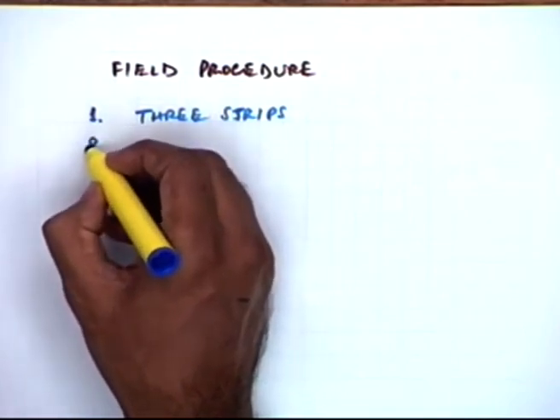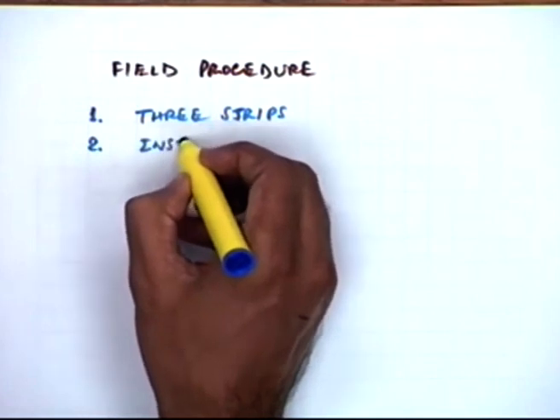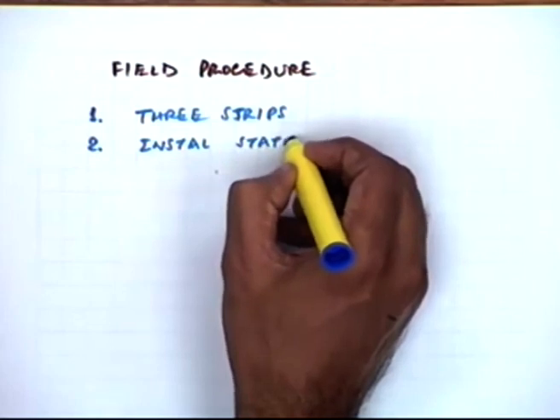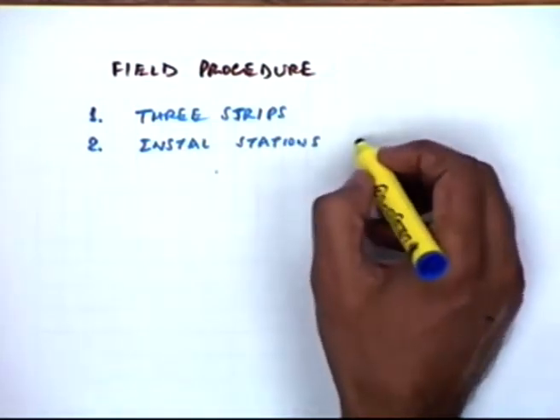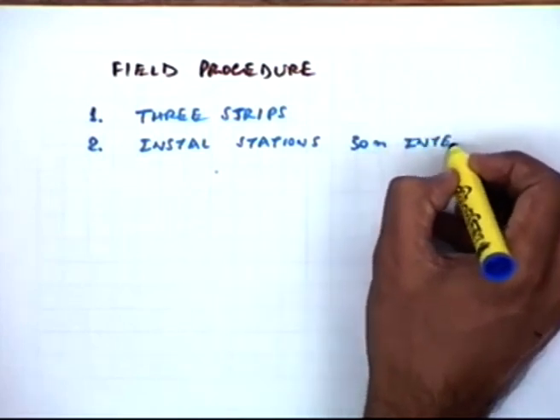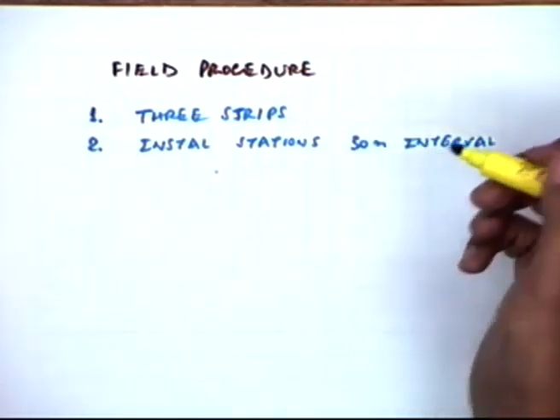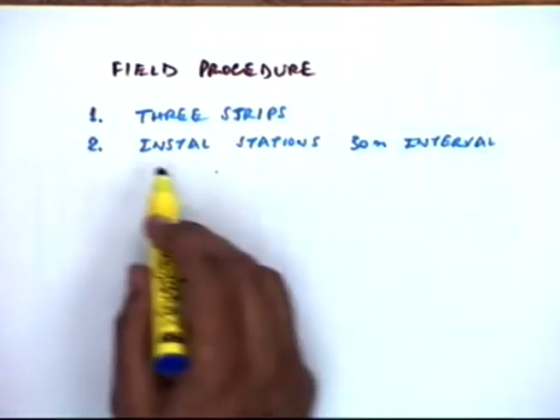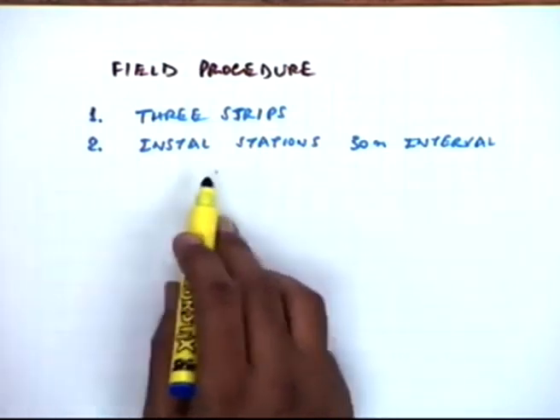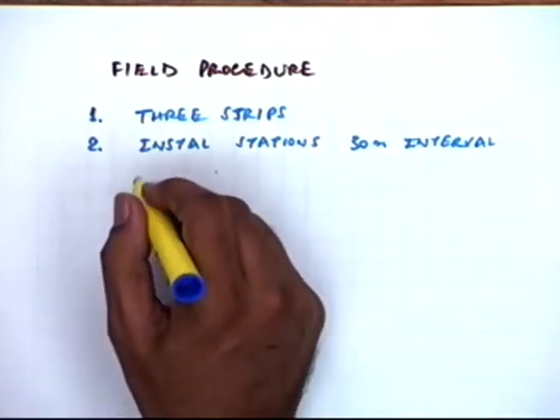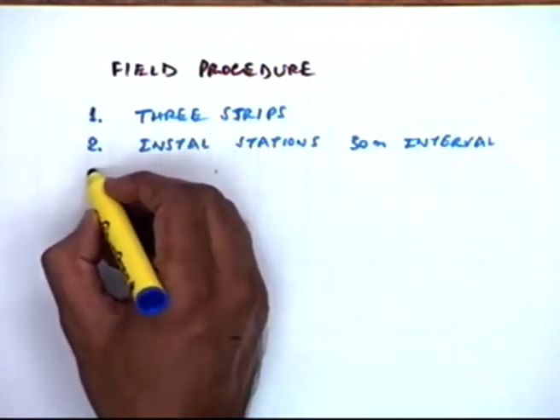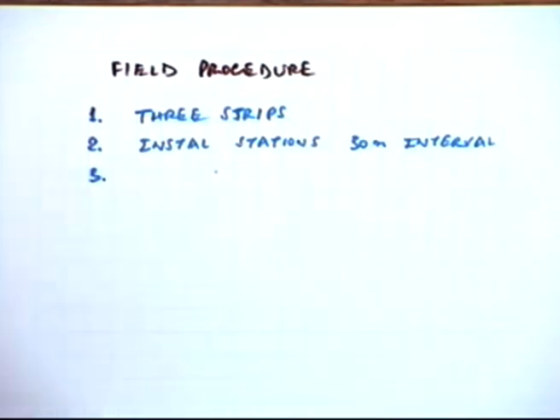Then the next step is that you install stations at some interval, let's say 30 meters interval, or maybe less if you can afford. These stations are installed at these regular intervals, and then you measure the width also.